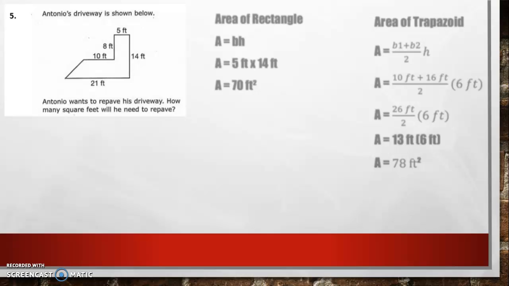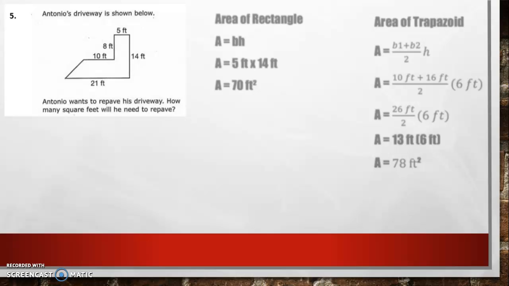Antonio wants to repave his driveway. How many square feet will he need to repave? So of course, your first step is always to determine your shapes. Keep in mind, you can essentially bring out various shapes. It's up to you. But for me, I like easiness when solving these types of things.